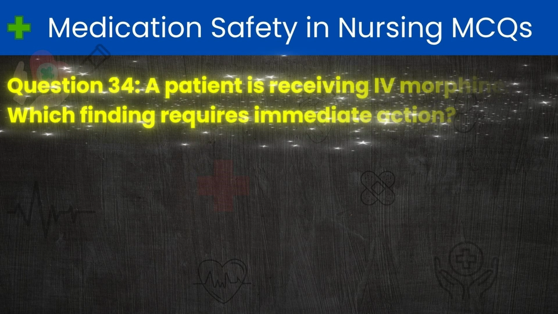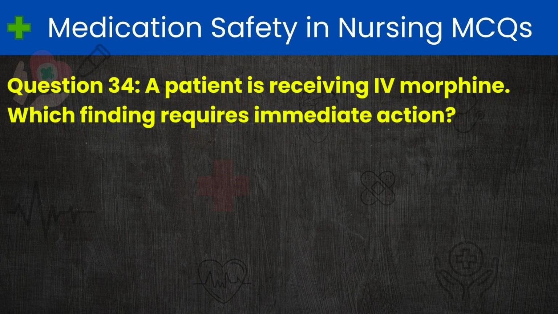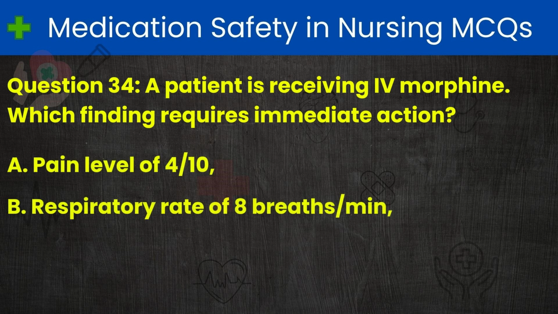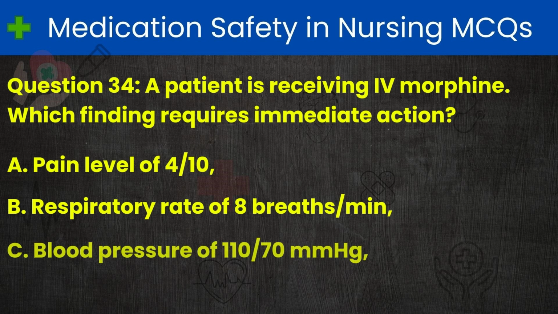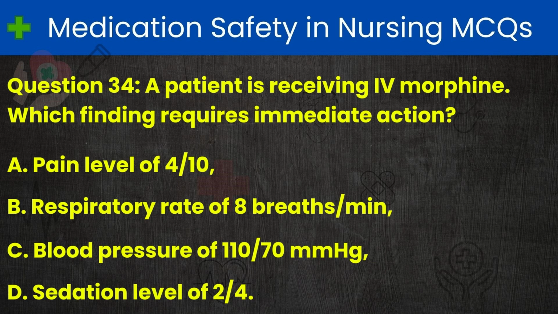Question 34. A patient is receiving intravenous morphine. Which finding requires immediate action? A. Pain level of 4 out of 10. B. Respiratory rate of 8 breaths per minute. C. Blood pressure of 110 over 70 millimeters of mercury. D. Sedation level of 2 out of 4.